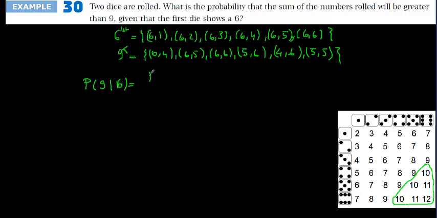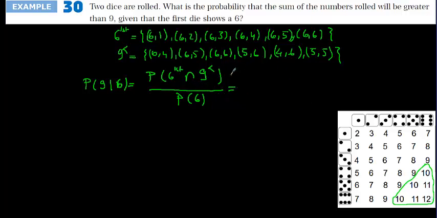So I need to find the probability of the first one being 6, intersection 9, over the probability of 6. Okay, the first one is 6.